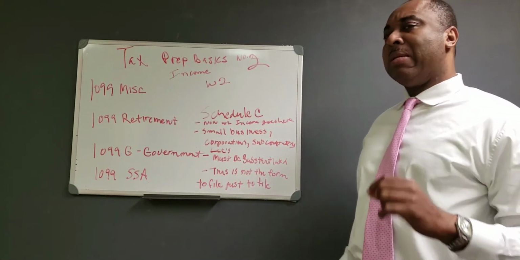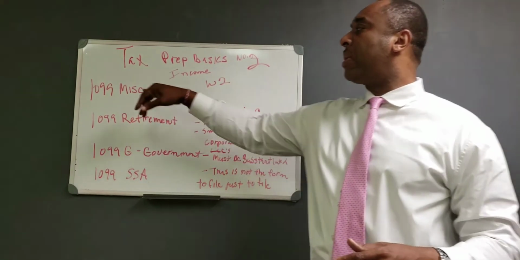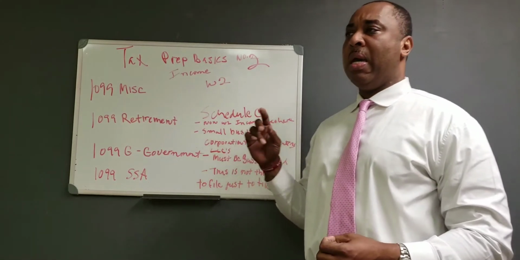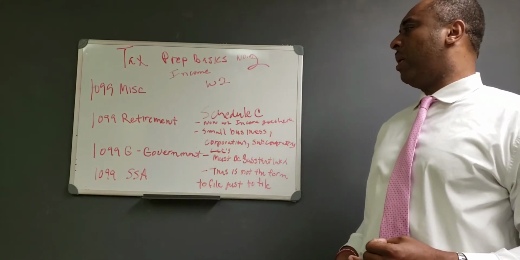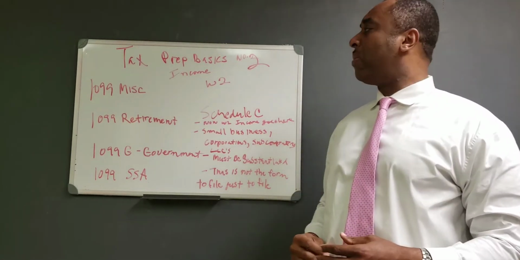1099 miscellaneous. That is the 1099 you see people talk about. I got a 1099 employee. This is one of the most common 1099s you will see. It goes out to subcontractors, sometimes self-employed people who are doing a job. I guess that makes them a subcontractor as well.